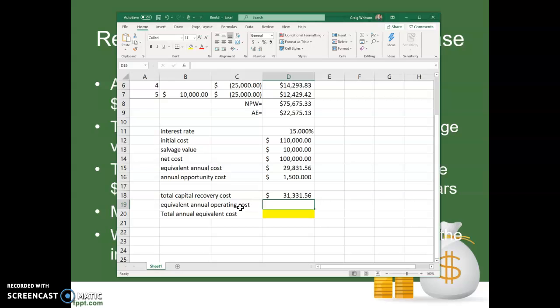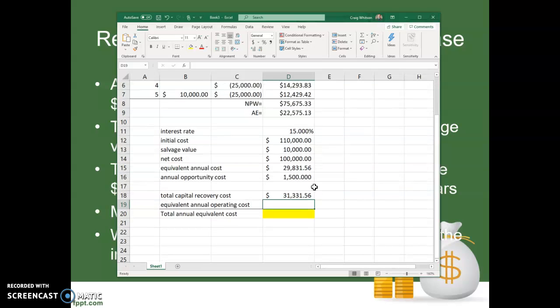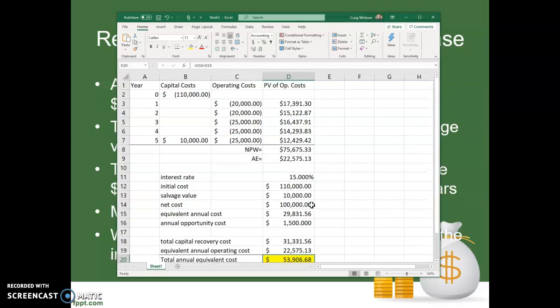Now we need to look at how much it's going to cost to run the equipment. What are the operating costs? Well, we had found earlier that the annual equivalent cost of operating it is this $22,575. So this is just equal to that $22,575. And so the total cost to both own and operate this equipment is equal to this value plus this one. Okay, so that is the total cost of owning and operating this equipment.